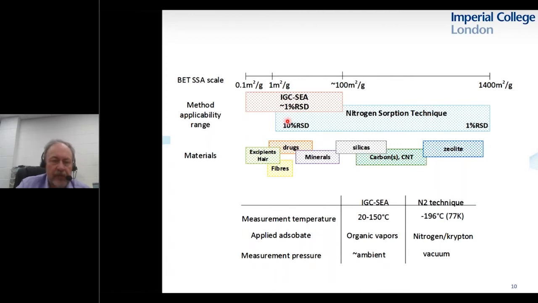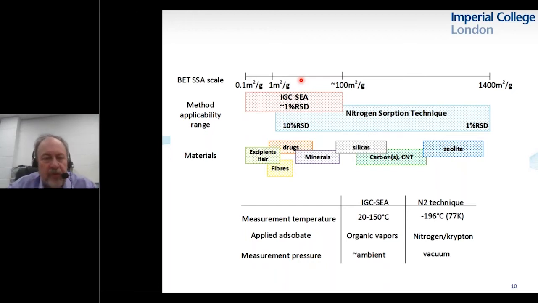So if we look at materials such as pharmaceuticals, fibers, excipients, it's quite common for a lot of materials to be in this 0.1 to maybe 5 meters squared per gram area. And that's an area where nitrogen is not very accurate. So it turns out the good news is that IGC is actually very accurate. From about 100 meters squared down to about 0.1, maybe a bit less if you're careful, you can measure areas with typically about a 1% error. So it's much more superior.